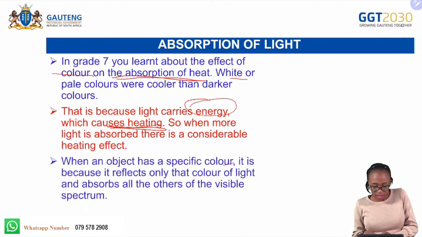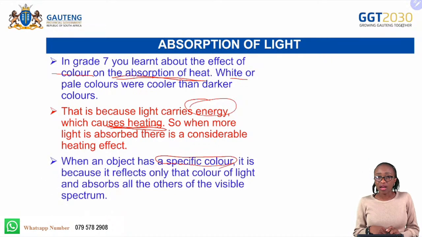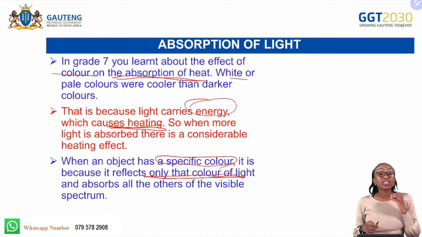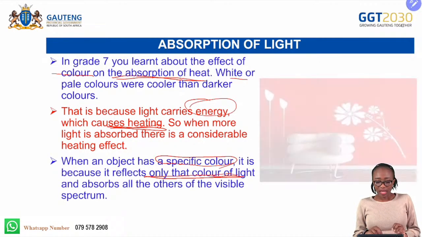So when an object has a specific color, whether it's orange, indigo, or violet, it is because it reflects only that color of light. It reflects only that particular color of light and absorbs all the others of the visible spectrum. So look at what you're wearing today and think about it.